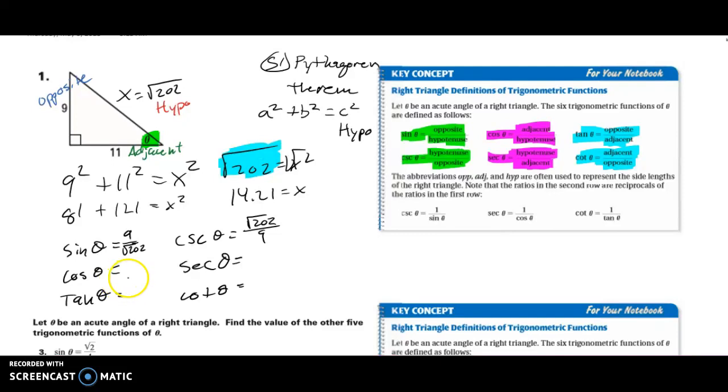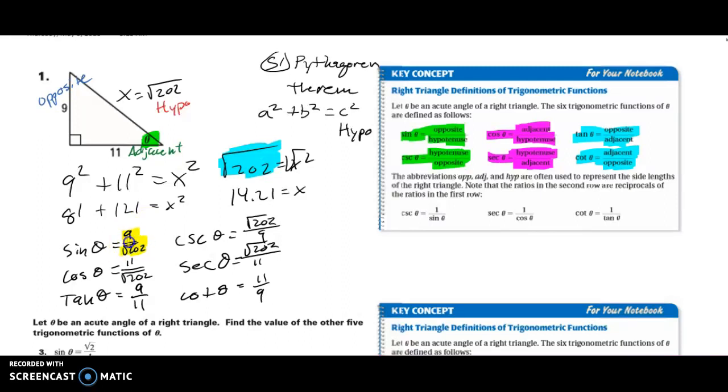Okay. Cosine of theta is adjacent over hypotenuse, so adjacent is 11 over the hypotenuse, which is root 202. And then we're going to flip it upside down. And then tangent is opposite over adjacent, so opposite over adjacent is 9 over 11, and then 11 over 9. We're done. Okay. Now I do want to highlight some things.